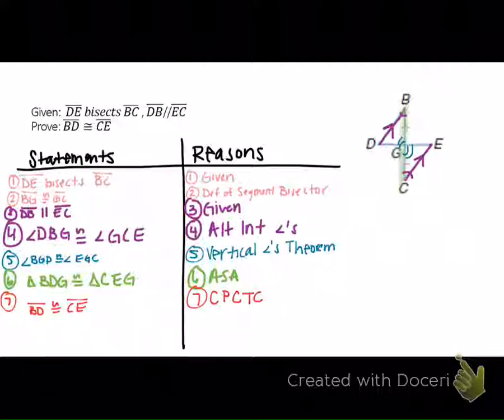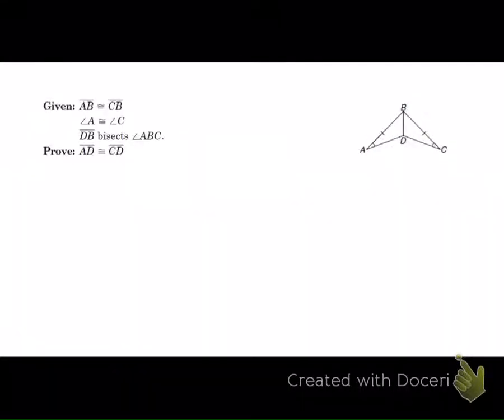So we're going to do a flowchart proof on the next one. The first thing we know is AB is congruent to CB. So I'm going to write AB congruent to CB, and that is given. Can you come up with anything else from that? No. So I'm just going to have it marked and move on to the next one.